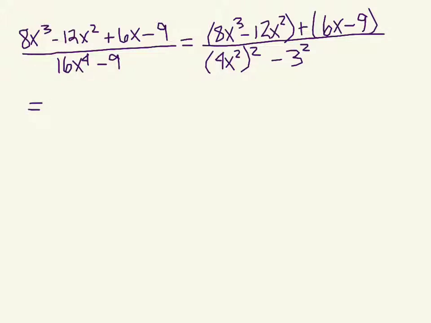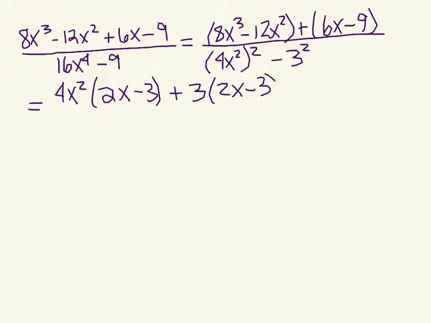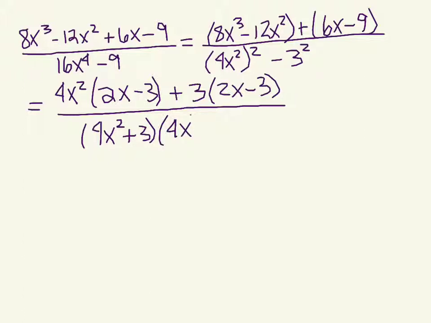So now factoring from the first group in the numerator, it looks like I can factor out of 4x squared, leaving me with 2x minus 3. And from the second group, I can factor out of 3, leaving me with 2x minus 3. And the denominator is a difference of squares, which means I can write this as 4x squared plus 3 times 4x squared minus 3.